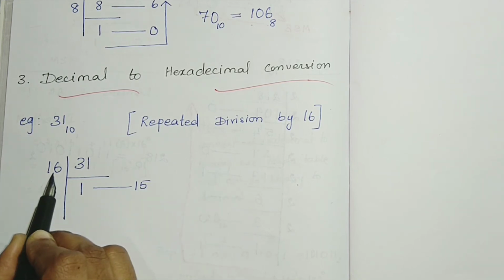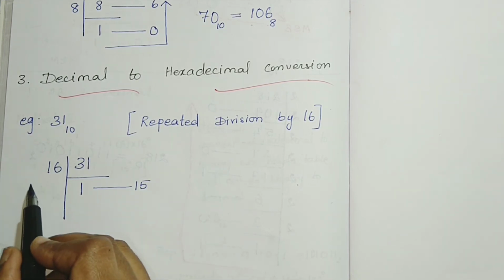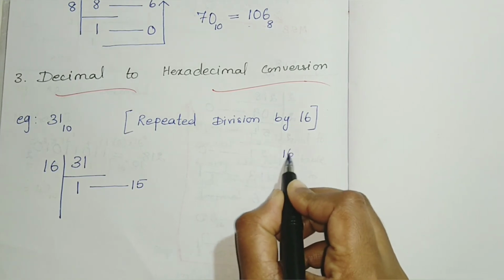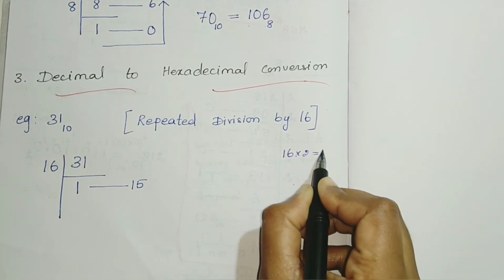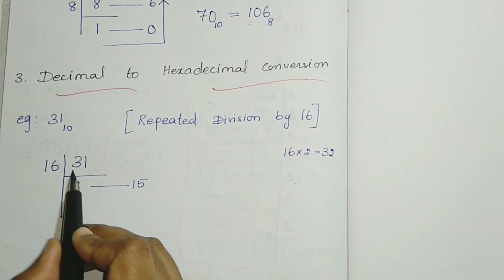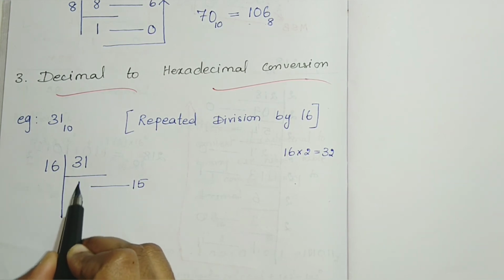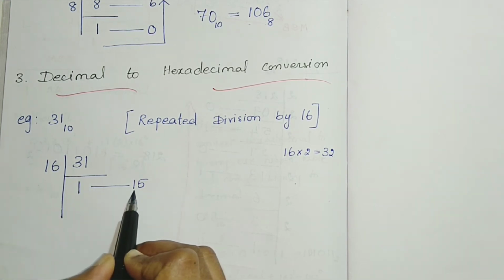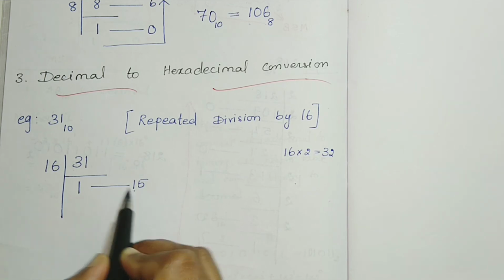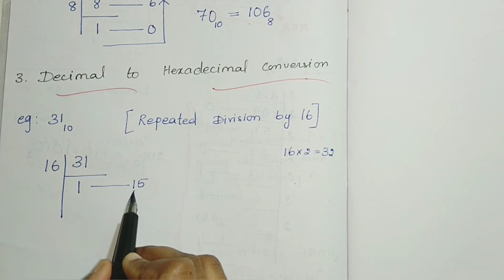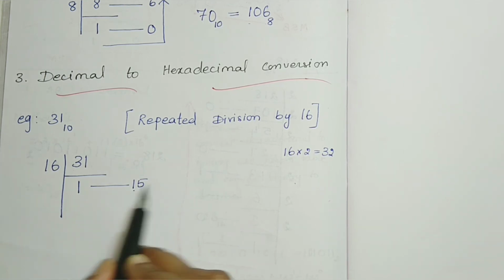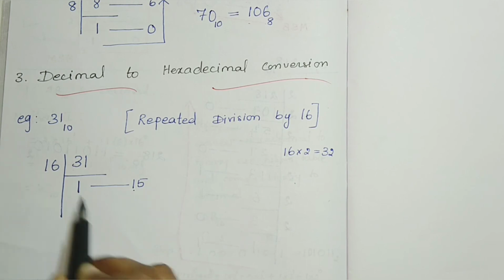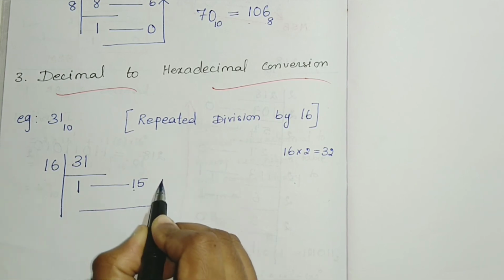Yes. So let's check whether it is right or wrong. 16 2s are 32. Yes, it exceeds the given decimal number. So you have to divide it by 1 and the remainder is 15. If you are going to divide a given number by 16, the remainder you will get is from 0 to 15. And the answer we will write from bottom to top.